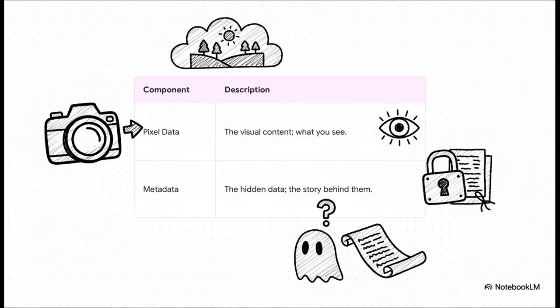The whole concept is actually super simple when you break it down. Every single image file you have is made of two main parts. First, you've got the pixel data. That's the pretty picture, the part you actually see. And then invisibly attached to it is the metadata. That's the hidden story behind those pixels.